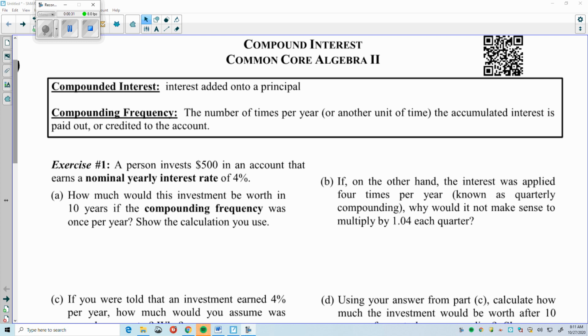Compounding frequency is the number of times per year, or sometimes a different unit of time, that the accumulated interest is paid out or credited to the account. So it's the number of times a year that we take that principal, start to earn some interest, and then put it onto that account.